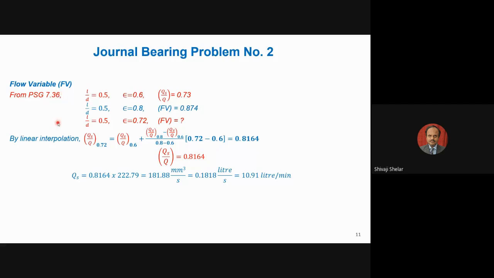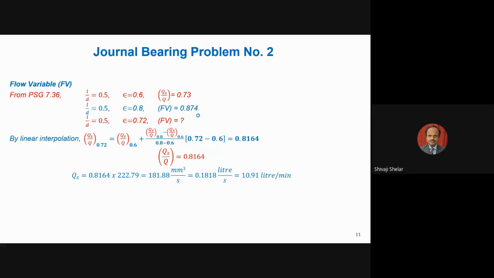So side flow, this is the side flow slide. It's a copy paste error. L by D equal to 0.5, epsilon is equal to 0.6. QS by Q, that is QS is your side flow, Q is your total flow. So this ratio is equal to 0.73 when epsilon is 0.6. And when it is 0.8, this ratio, again, here it is QS by Q. Please make this correction here. It is QS by Q and here also QS by Q. It is equal to 0.874.